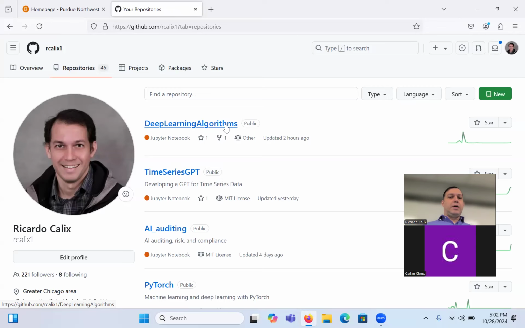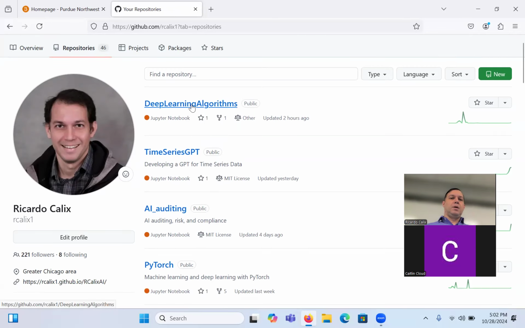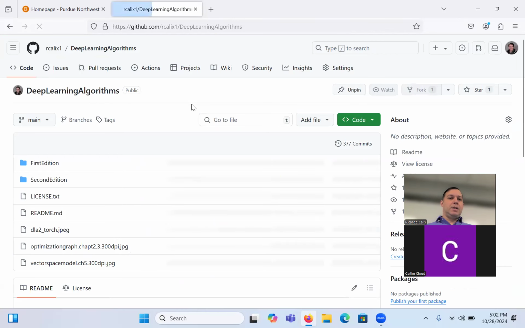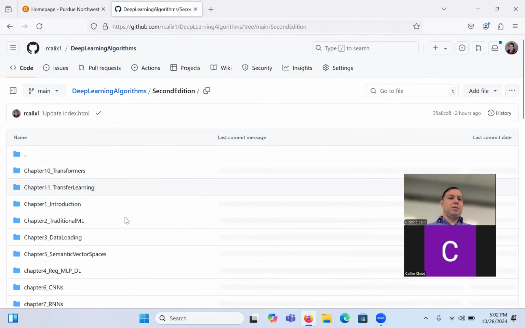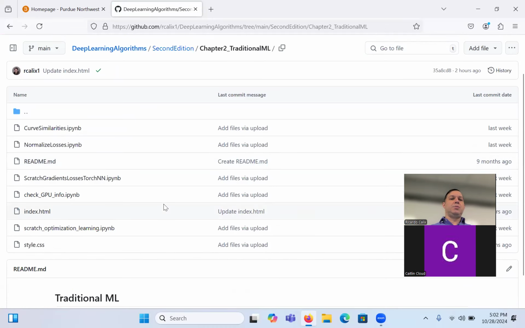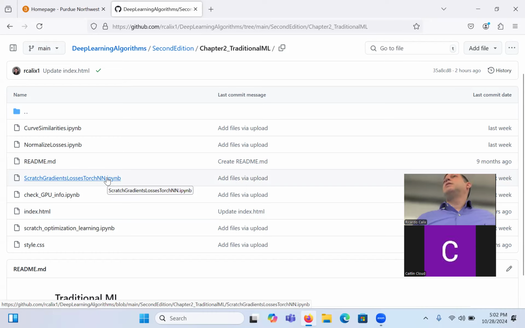There we are. So we're going to go to deep learning algorithms, the GitHub, second edition. And we are here, traditional machine learning. If you remember last week, we were looking at some of the background. We looked at examples of curve similarities, normalized losses, and I believe we started with scratch gradient losses, torch NN. So this was basically looking at the gradients calculation, right? We did a couple of examples of that.